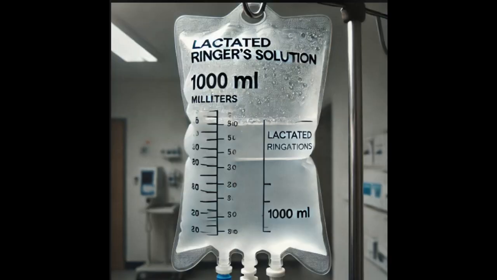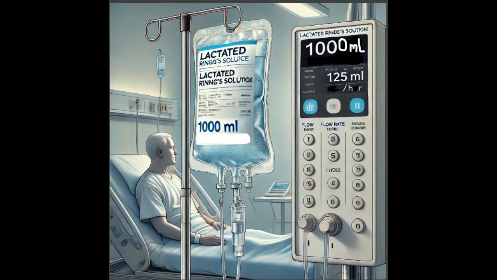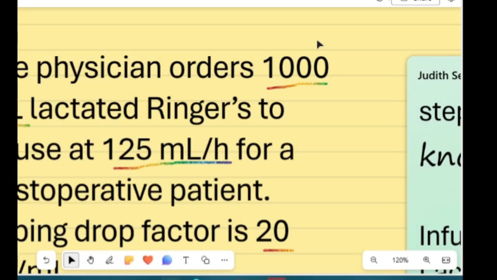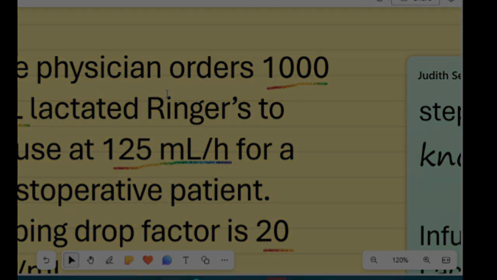The physician orders a total volume of 1,000 milliliters. So the bag comes in 1,000 milliliters of this solution. But the doctor wants this medication to run at a speed of 125 milliliters per hour, meaning every 1 hour that patient should get 125 milliliters into their body intravenously. I hope that makes sense. So this is why we're going to use the 125 milliliters, because that's how fast we're going to infuse that medication.